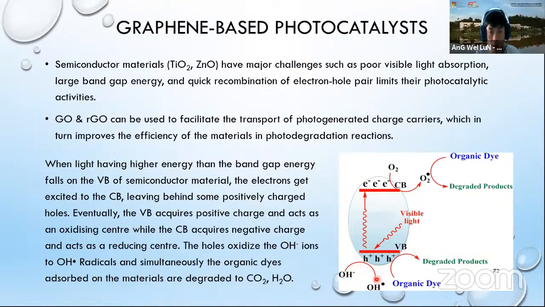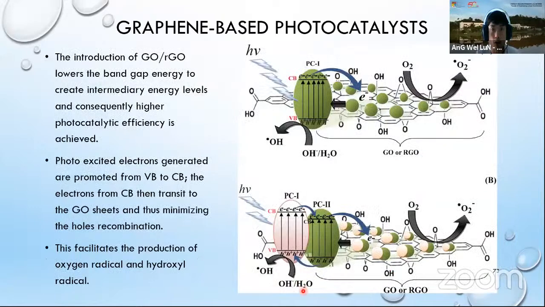So it will produce the hydroxyl radical, which will be in charge of degrading the organic dye. Whereas on the other side, the conduction band will also be able to produce the oxygen radical that will act as an oxidizing agent to degrade the organic dye. So this is how the photocatalyst can degrade the organic substance into harmless materials such as carbon dioxide and water. Okay, so how can graphene or graphene materials play a role in photocatalysis?